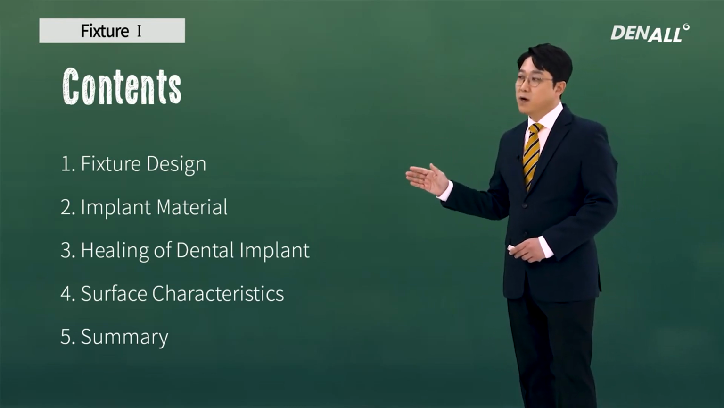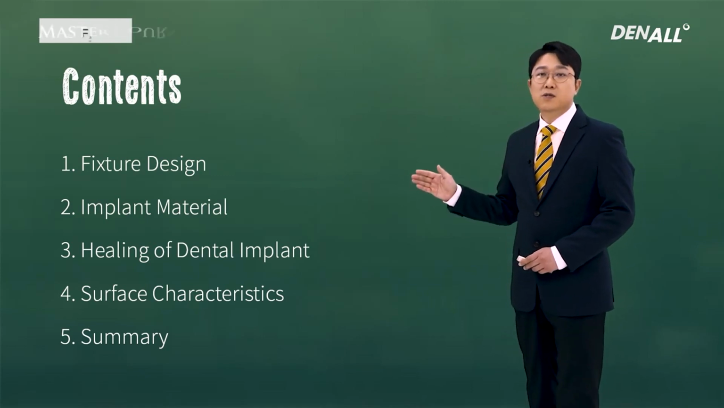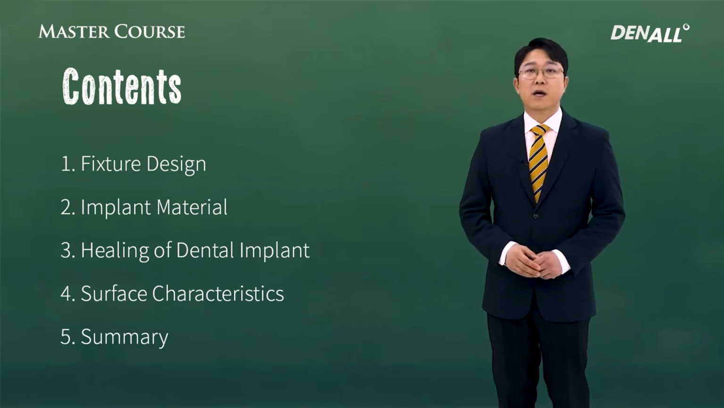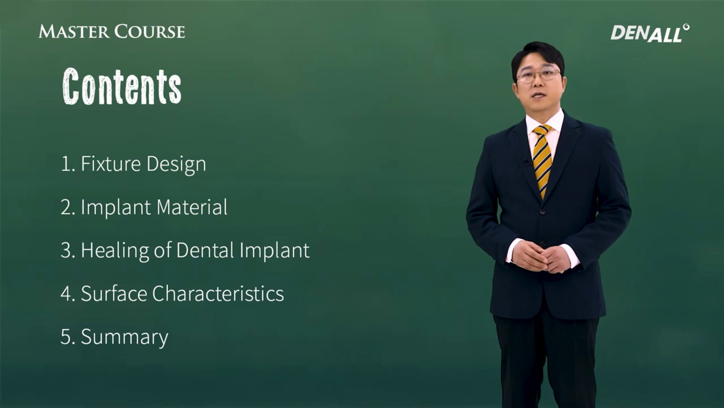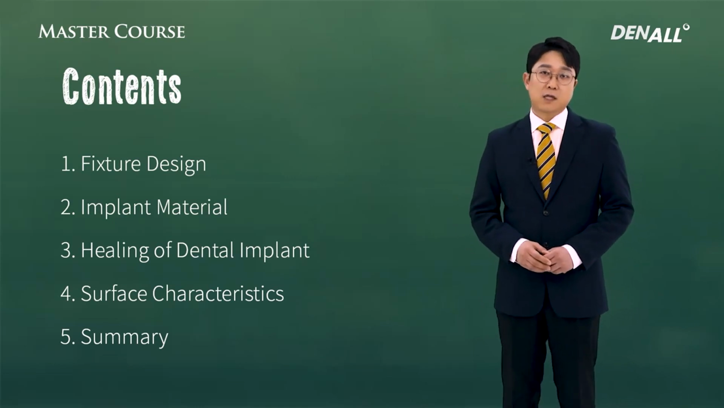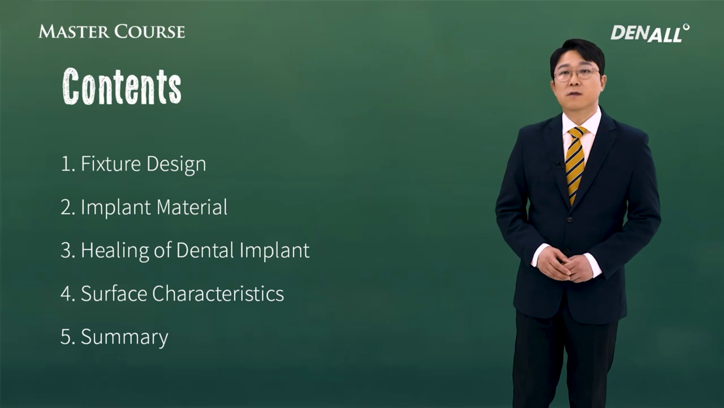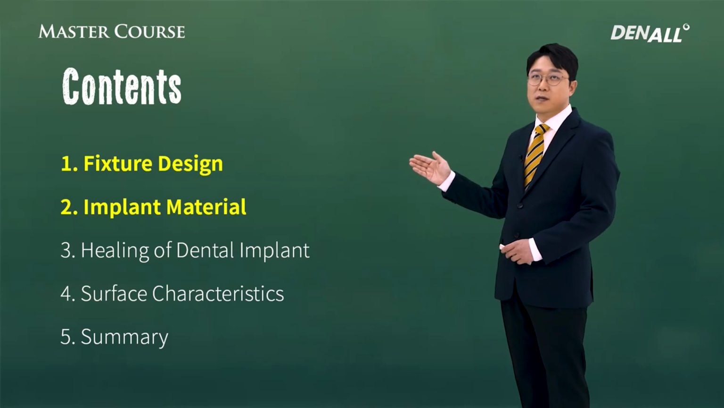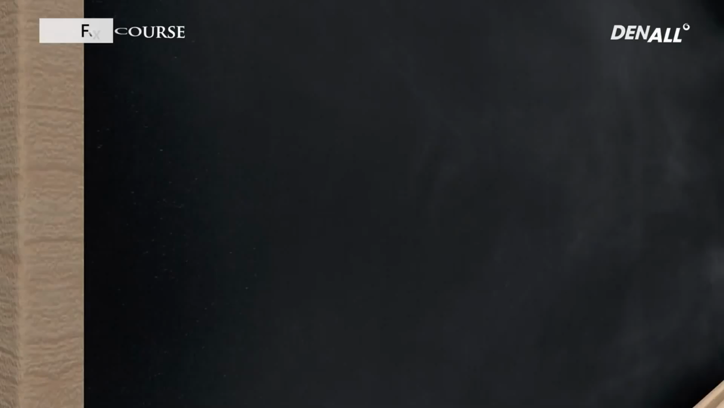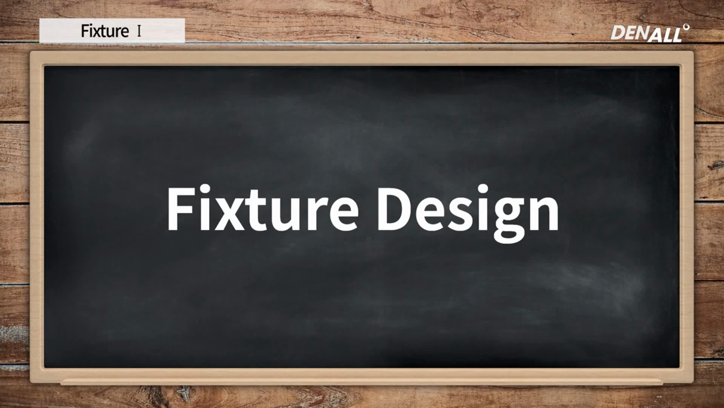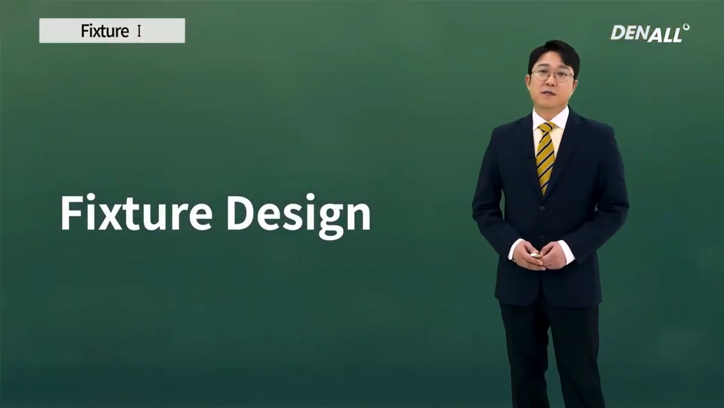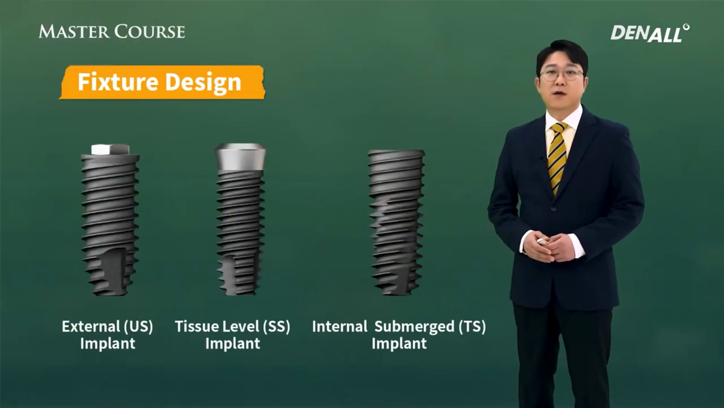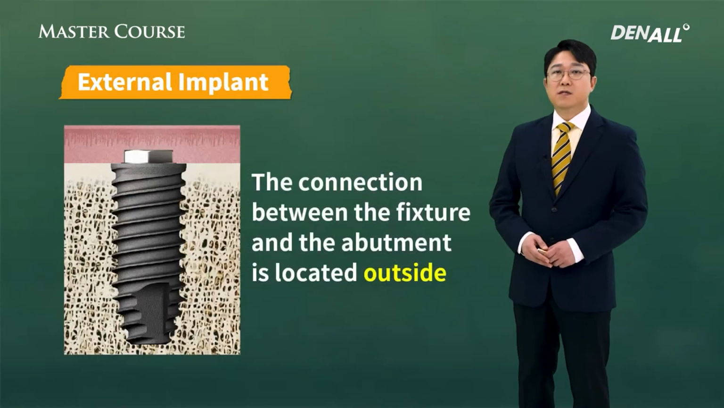Over the 3 lectures, we are going to look at fixture design, implant materials, and the fixture surface treatment methods, how such changes would affect the implant treatment, and then summary. First, the fixture design changes and implant material changes will be discussed. The implants used for implant treatment are usually these 3.